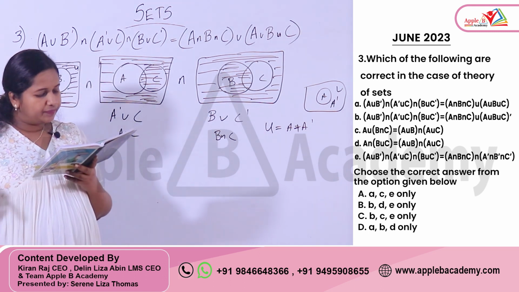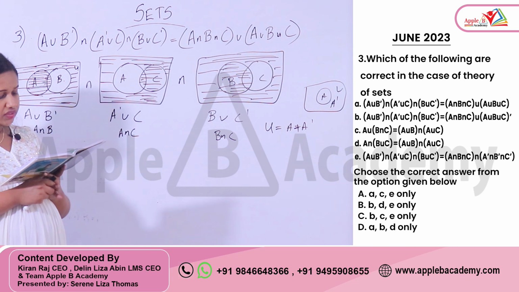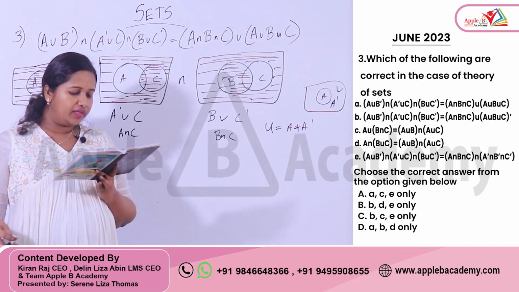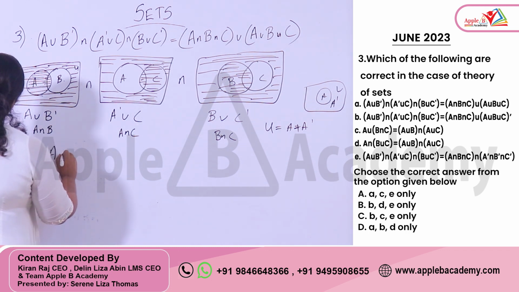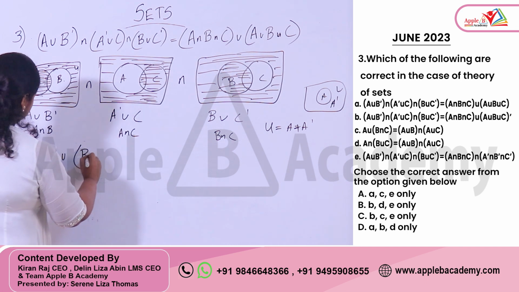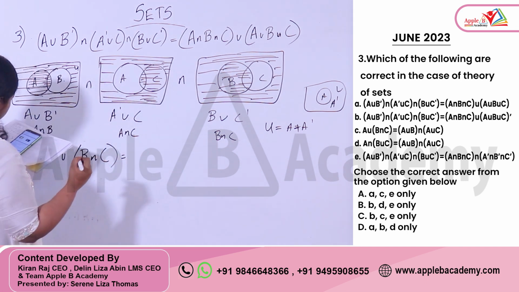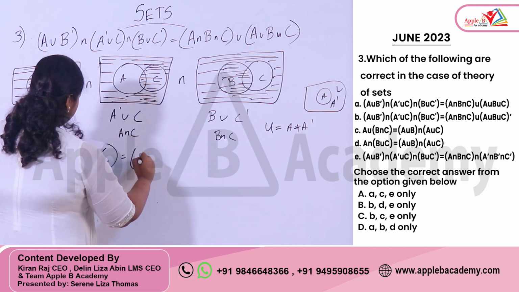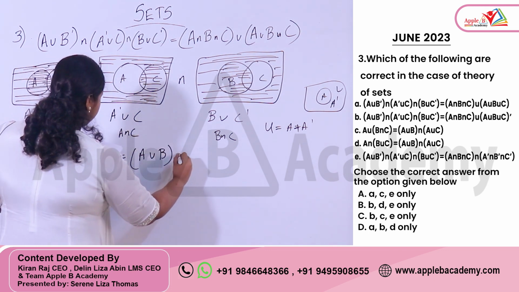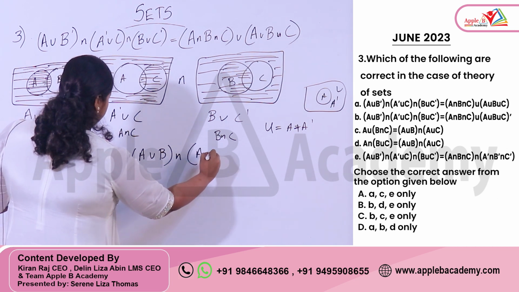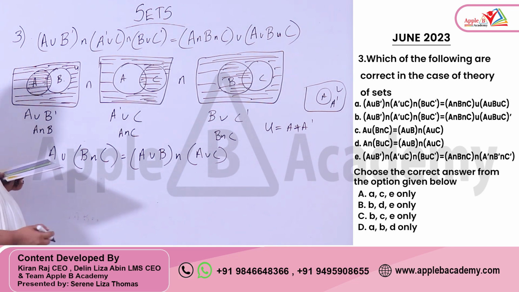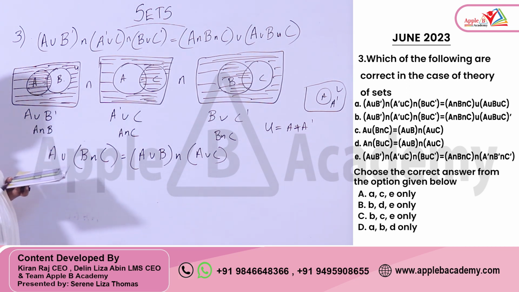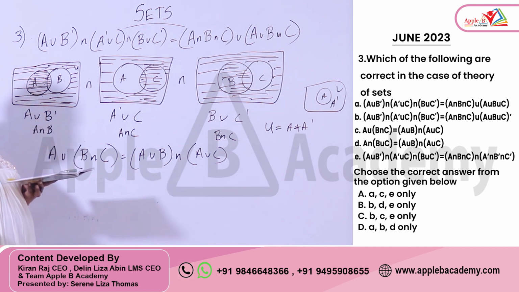Option C is A union B intersection C is equal to A union B intersection A union C. So this is the distributive law. This is correct. A union B intersection C can also be written as A union B intersection A union C. So option C is correct because this is the distributive law.